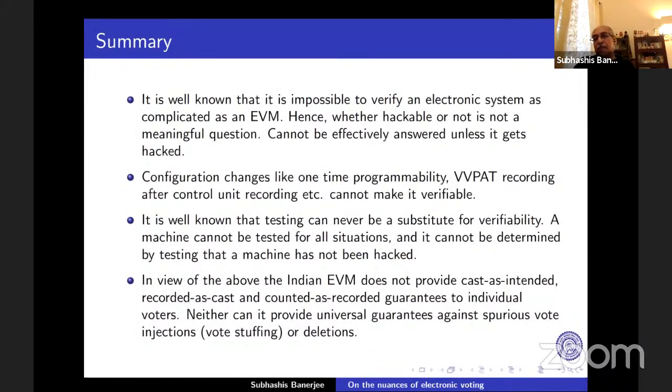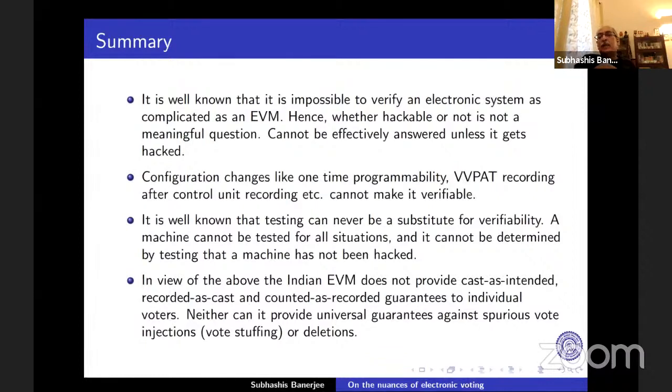The question of whether an EVM is hackable or not is not a meaningful question at all. It cannot even be effectively answered unless it gets hacked. If it gets hacked, it is hacked. Otherwise, you cannot comment on it. You definitely cannot challenge people to hack it. That is neither here nor there.